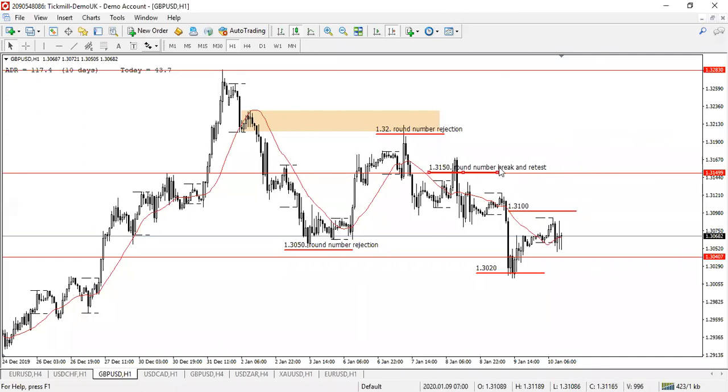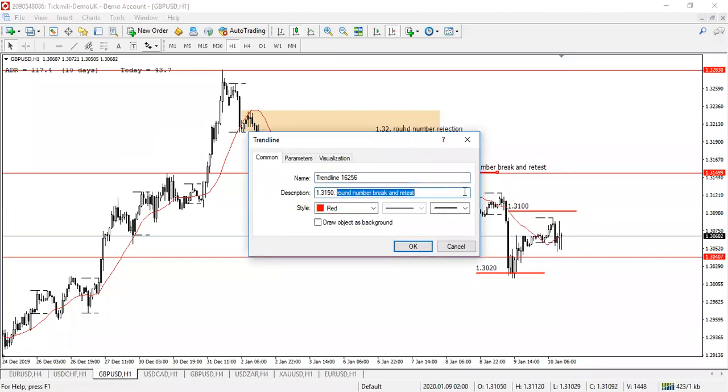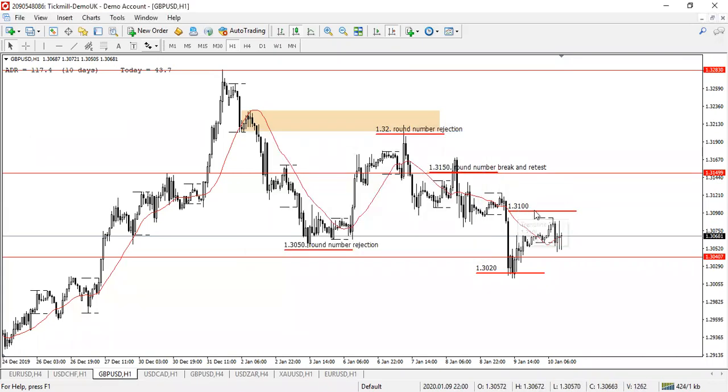And then what do you have, guys? Here, what do you have here? Another round number break and retest here because price came down. Although the retracements, the depth of retracements is decreasing because we are approaching this area of support. This was clear round number break and retest because price came down.